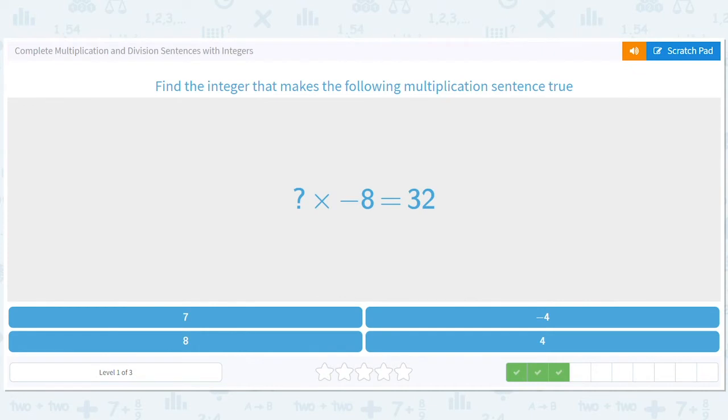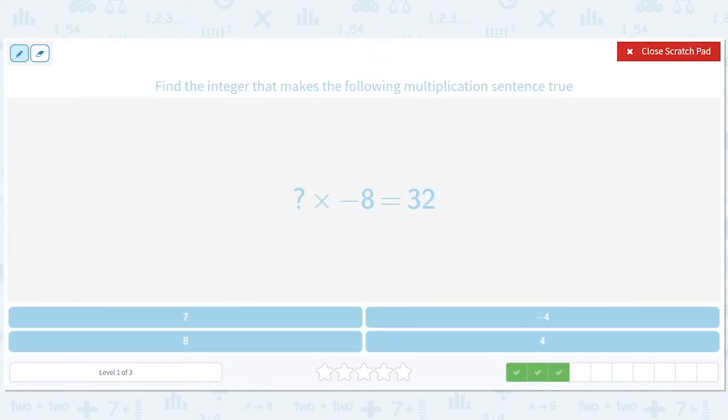Okay, how about this? What times 8 equals 32? 4. But again, we need the negative here, so these negatives cancel out to give us positive 32. So negative 4.